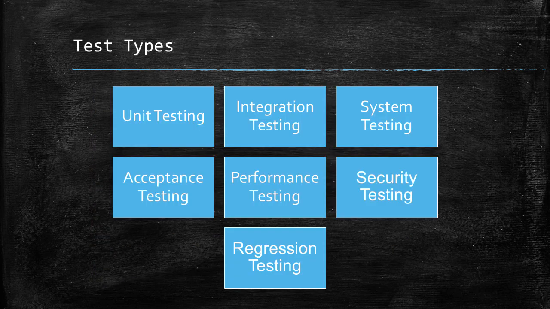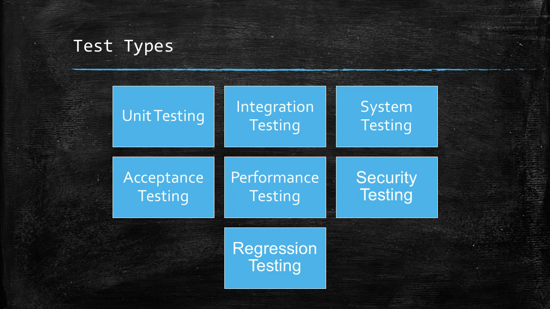Unit testing. This type of testing involves testing individual units or components of the software application to ensure that they work correctly as per their design specifications. Unit testing is usually automated and carried out by developers themselves. Integration testing. Integration testing is the process of testing the interaction between different units or components of a software application to ensure that they work together as expected. This type of testing is usually carried out after unit testing and before system testing.